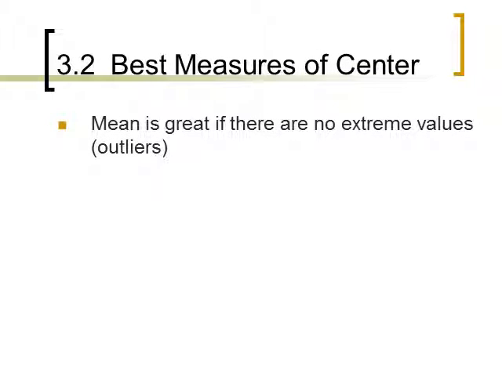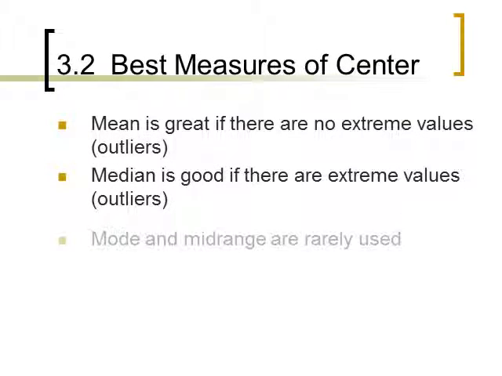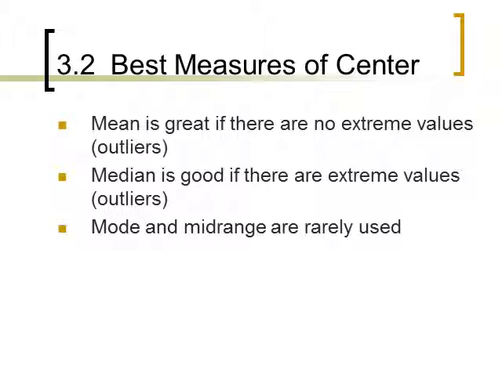So why do we have different measures of center? Well, it's because they do different things. The mean is a really good approximation if there are no extreme values or outliers in the data. So if all of our numbers are increasing at a normal distribution, then the mean is what we want to use when we are talking about the average.